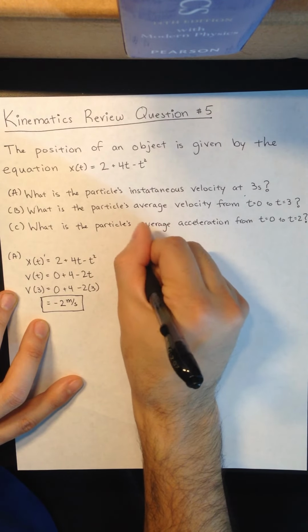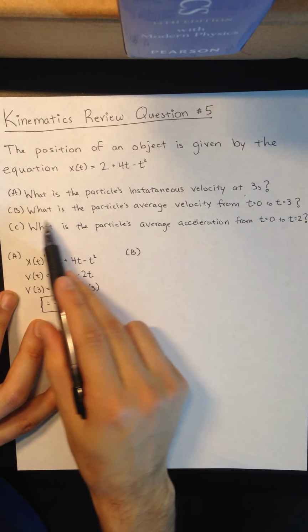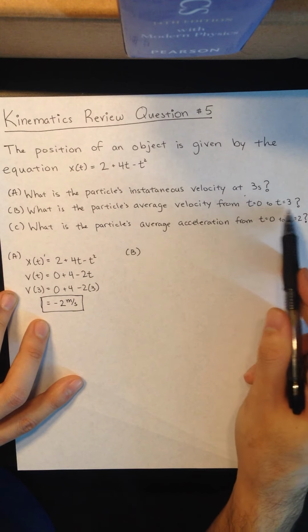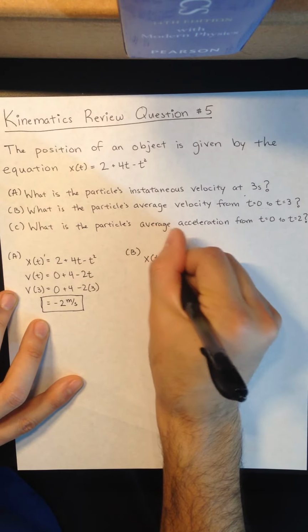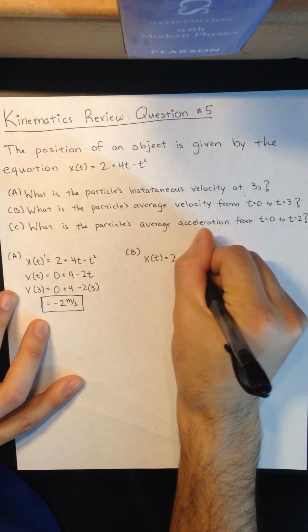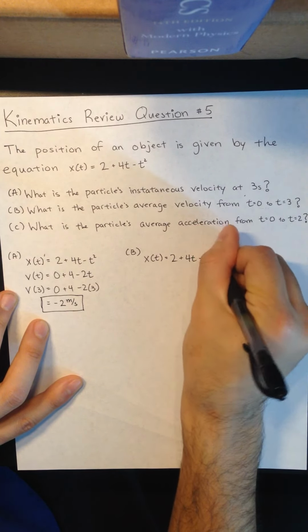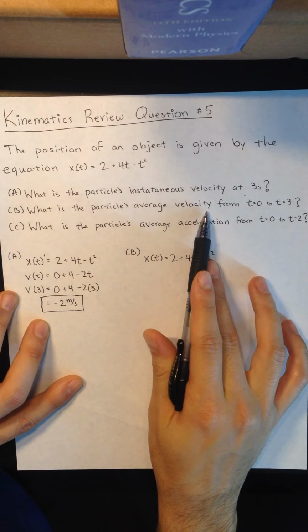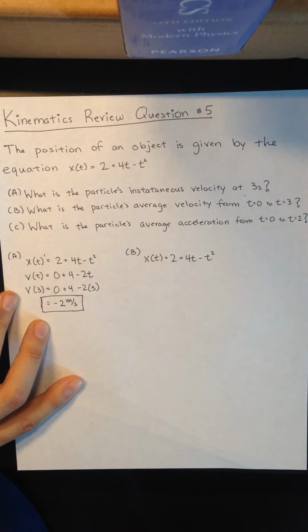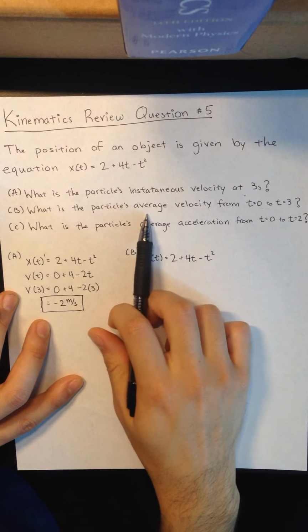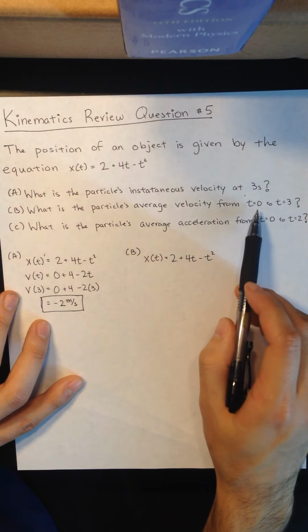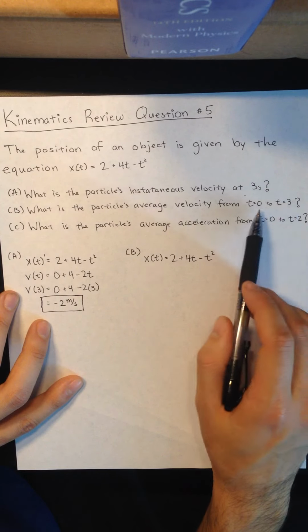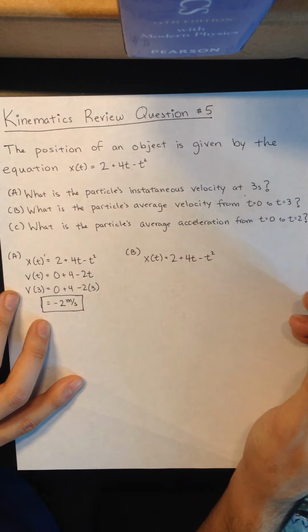All right, let's go to part B. What is the particle's average velocity from t equals 0 to t equals 3? So we have position as a function of time, 2 plus 4t minus t squared. And since it's looking for velocity, you might automatically think, oh, I need to take the derivative of this. However, since we're looking for the average velocity, we're looking for how far it goes from 0 to 3 seconds, and then dividing by that 3 seconds.